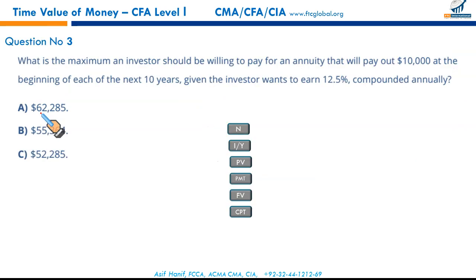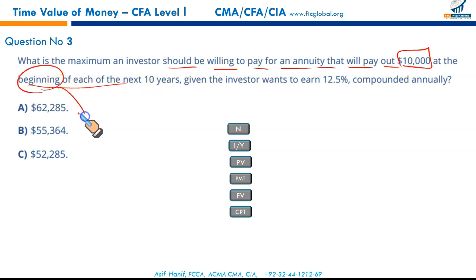Next, now this is the question that I would do using the calculator. What is the maximum an investor should be willing to pay for an annuity that will pay $10,000 at the beginning of each of the next 10 years? Mind the word beginning. It's an annuity due question for the next 10 years, given the investor wants to earn 12.5% compounded annually. Now, it's an annuity due question. We will have to first bring our calculator to beginning mode and then punch in the numbers.